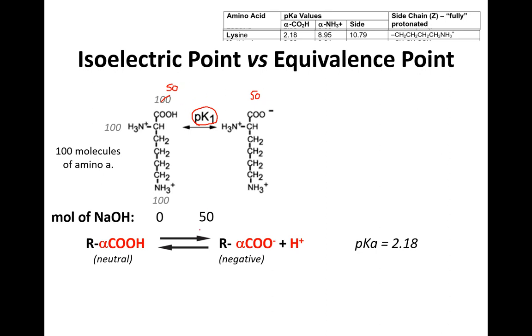The pH is equal to the pK when you have 50-50. So same ratio, 1-to-1 ratio between the, if you want, conjugate base and the weak acid here.